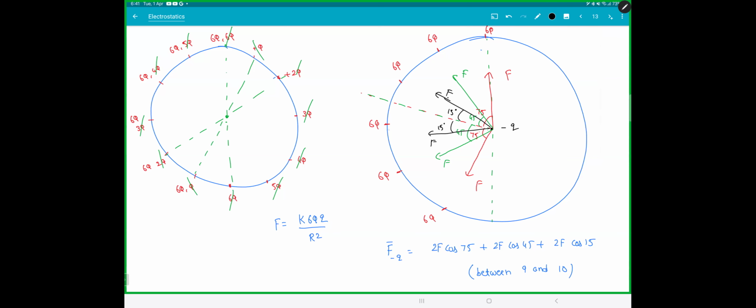You got the angle. This is 15 degrees. That much you can resolve, right? Now, get a unit vector in that direction: cos 15 i cap plus sin 15 j cap. There, you got a unit vector. Put it there. You're done.